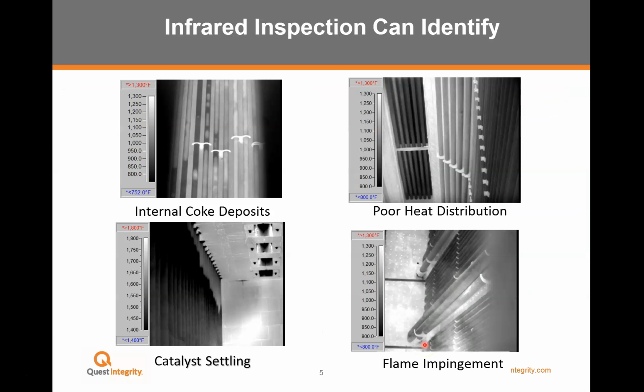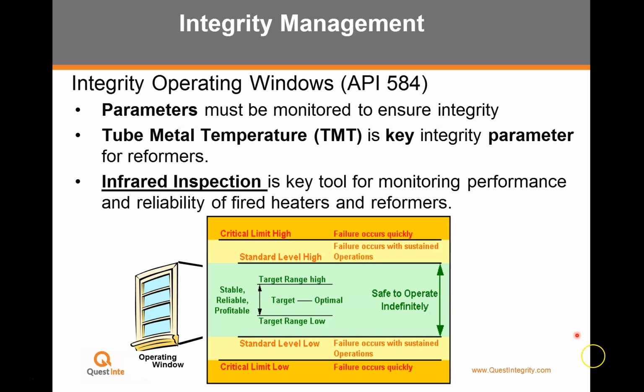Infrared is a great tool, not just for reading the temperatures, but also a good tool to diagnose the different issues that you could see in a fired heater, whether it's internal coke, poor heat distribution, flame impingement as we see, and then in reformers, catalyst settling. We see these issues clearly identified with an infrared camera, whereas we wouldn't be able to see them with our naked eye.